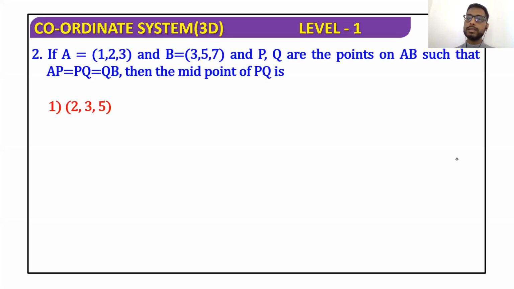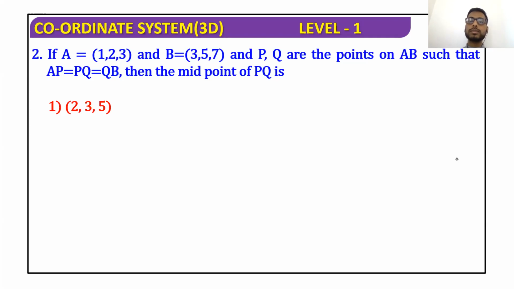Second question, you have A and B and also points P and Q which lie on AB such that AP is equal to PQ is equal to QB. So you can say that the point P is at the 1/3 location and point Q is at the 2/3 location. So AP is your first 1/3 part, PQ forms your middle third part, and QB forms your last third part. My question is to find the midpoint of PQ.